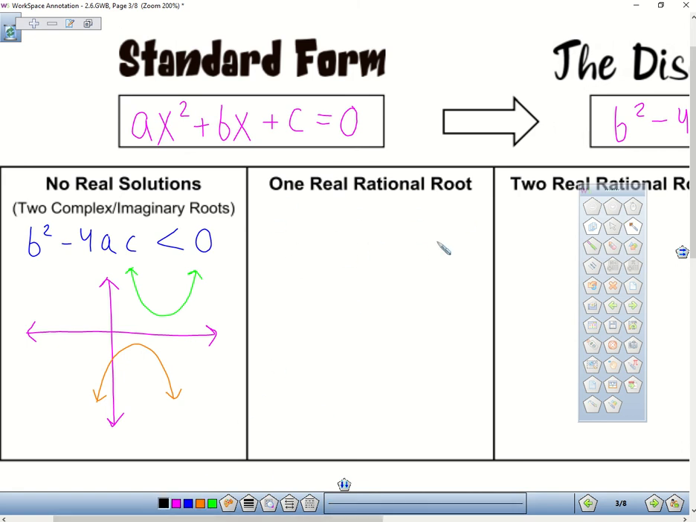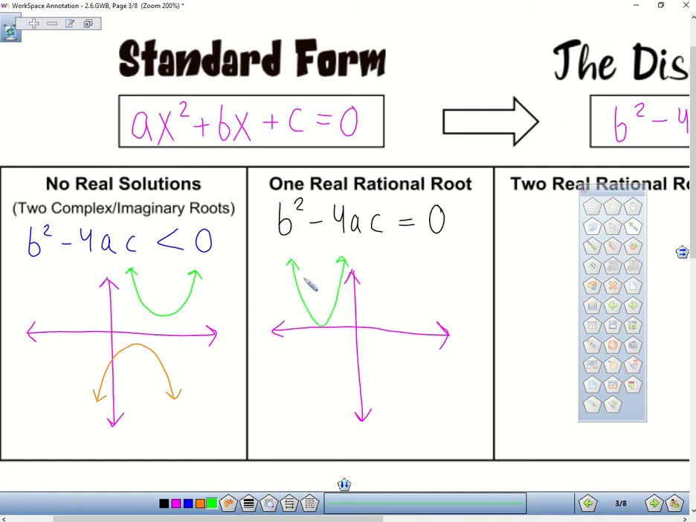So now we'll move on to one real rational root. So if you calculate b squared minus 4ac, and the number you get is exactly 0, that means you have one real rational root. So how that looks in terms of your graph is you have a graph of a quadratic, and that quadratic is going to hit the x-axis exactly once, and the point that it hits the x-axis at will also be known as your vertex. So the solution is also your vertex.